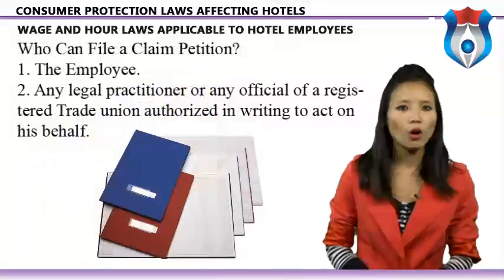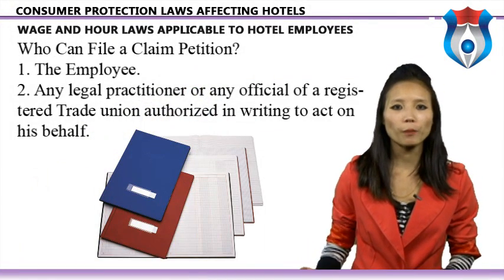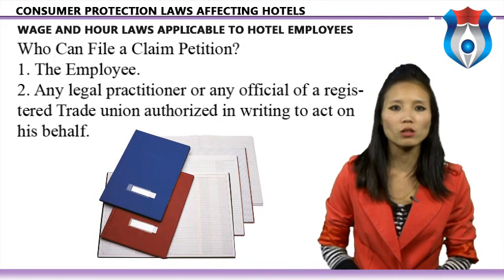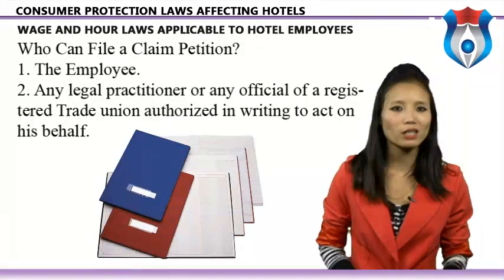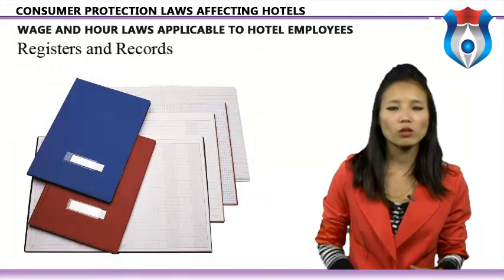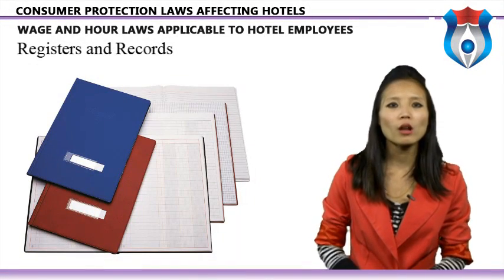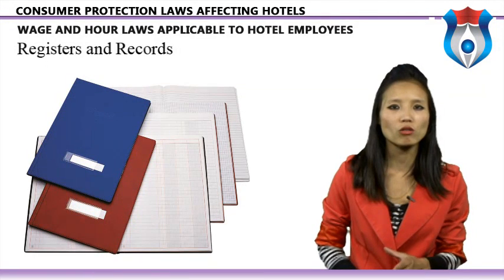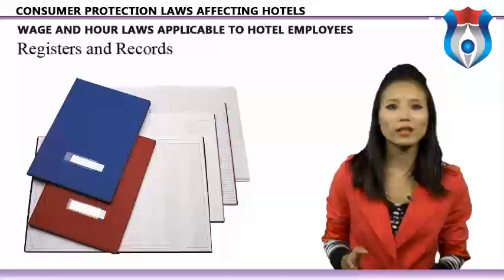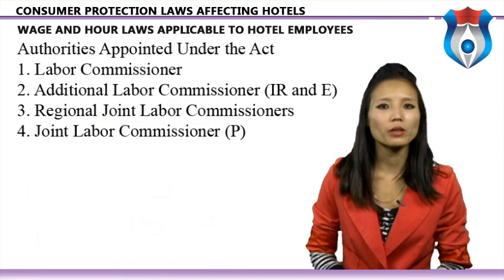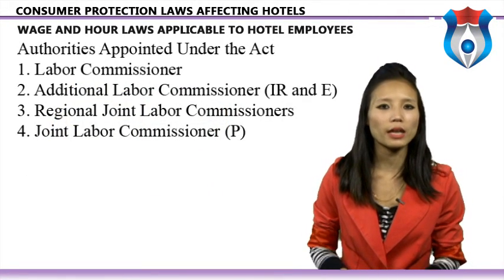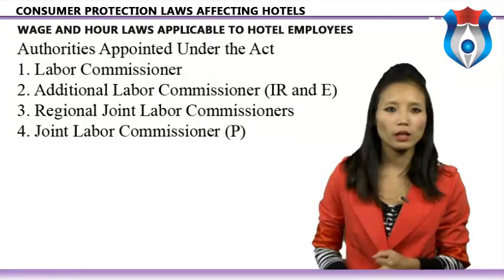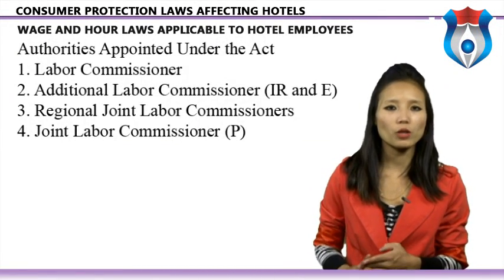Who can file a claim petition? The employee, any legal practitioner or any official of a registered trade union authorized in writing to act on his behalf. Register and records: every employer shall maintain the register and records as required under the Kerala Minimum Wages Rules 1958 and enacted by Section 30 of the Act. Authorities appointed under the Act: Labour Commissioner, Additional Labour Commissioner IR&E, Regional Joint Labour Commissioners, Joint Labour Commissioner P.